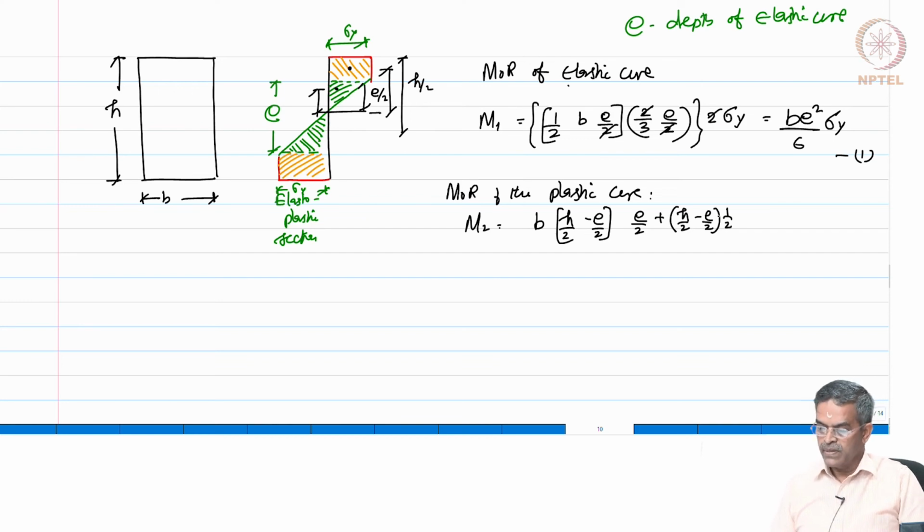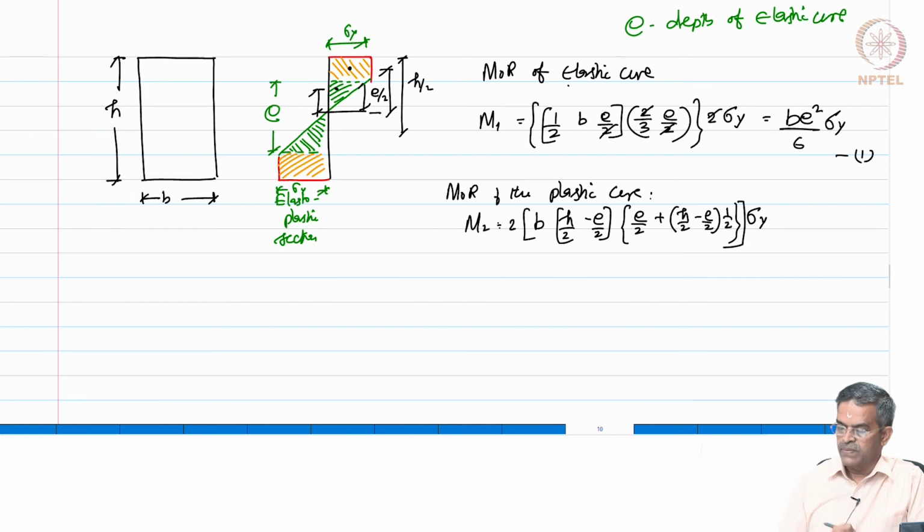Okay, E by 2 plus h by 2 minus E by 2, half of that, correct. So, that is going to be the distance and I will multiply this with the stress, and there are two such pieces, one on the top and one on the bottom. Okay, let us simplify this. So, 2 h by 2 minus E by 2, E by 2 plus h by 2 minus E by 2, half of that, correct? Fine. So, let us simplify this. Please simplify and see what happens.